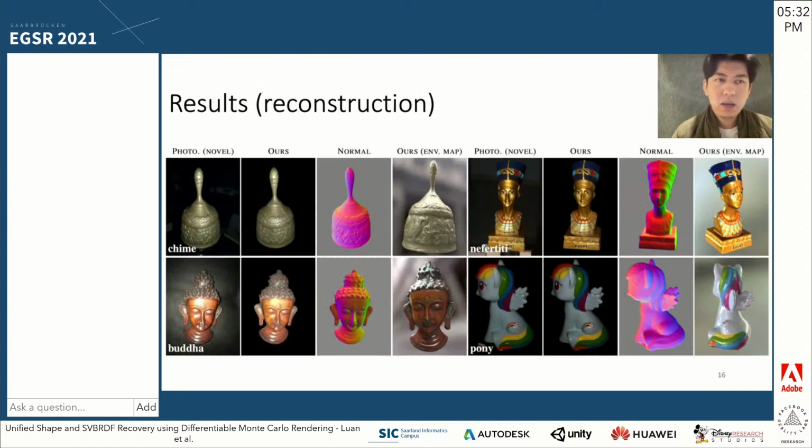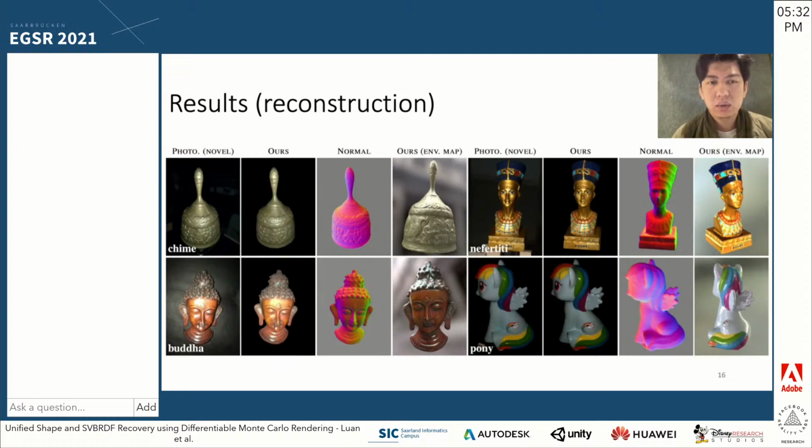And here we show some results. So in this slide, we show some real-world data. Basically, we captured around 100 images using a cell phone with a flashlight, and we reconstruct the final model, jointly optimizing the geometry and the materials. And we show the geometry normal and also a relighting result using a different environment map.